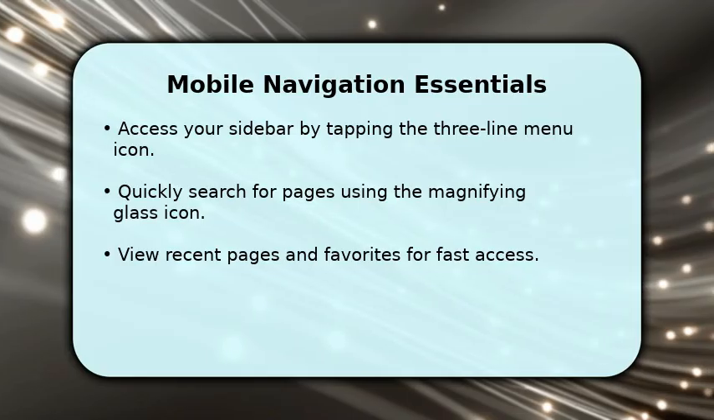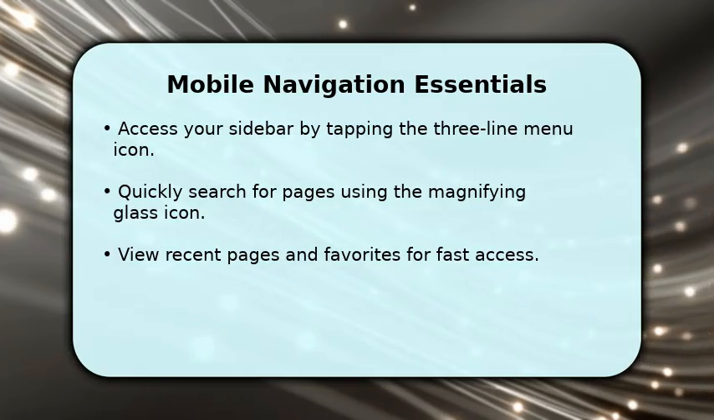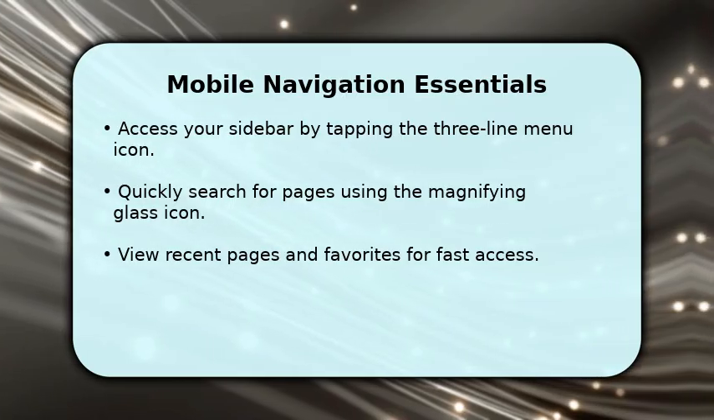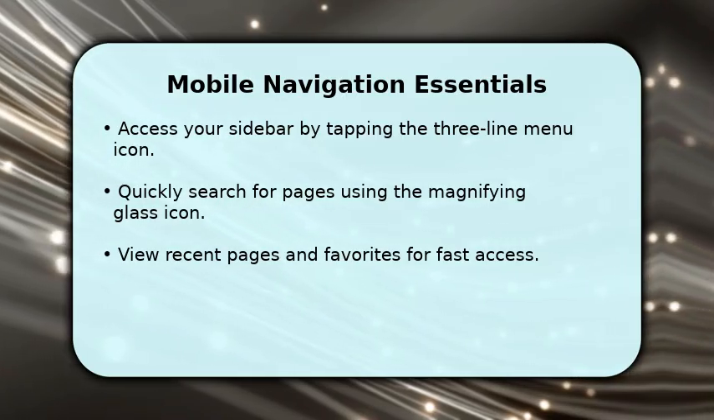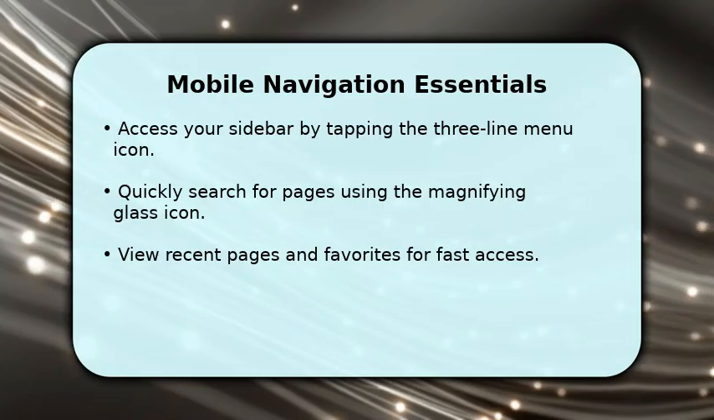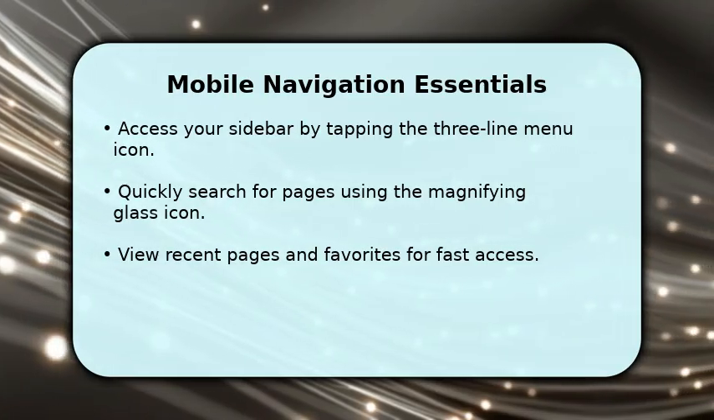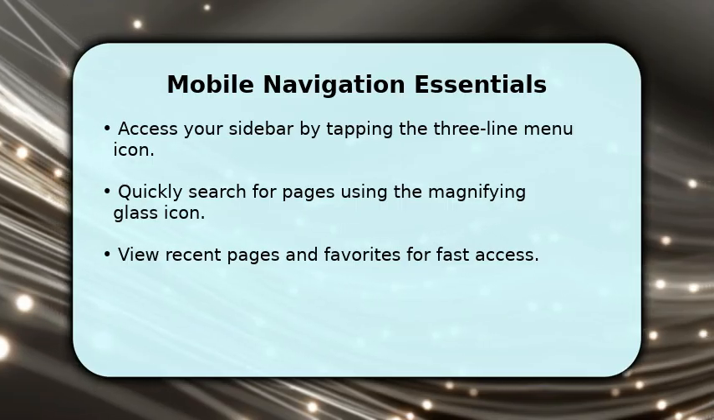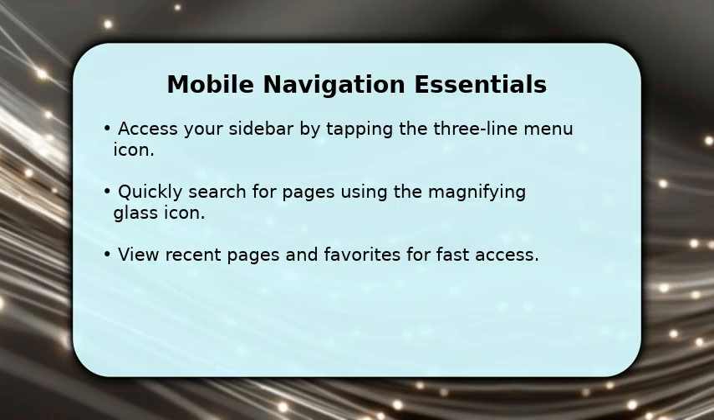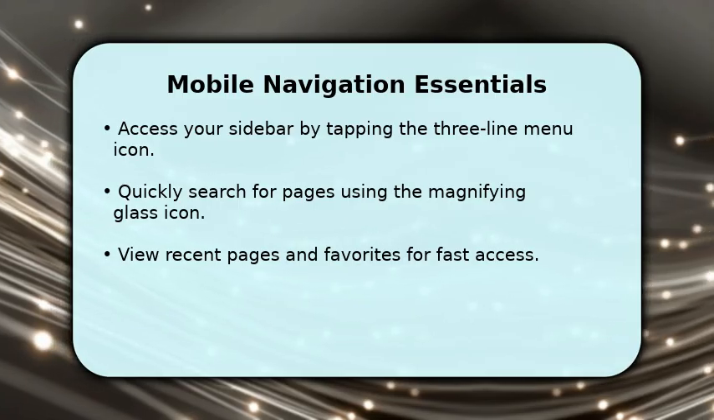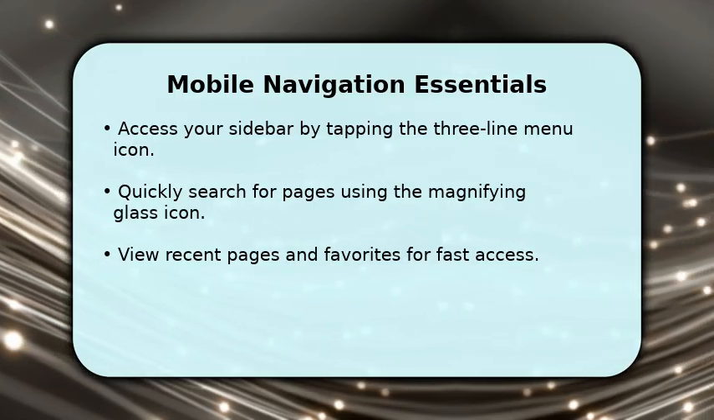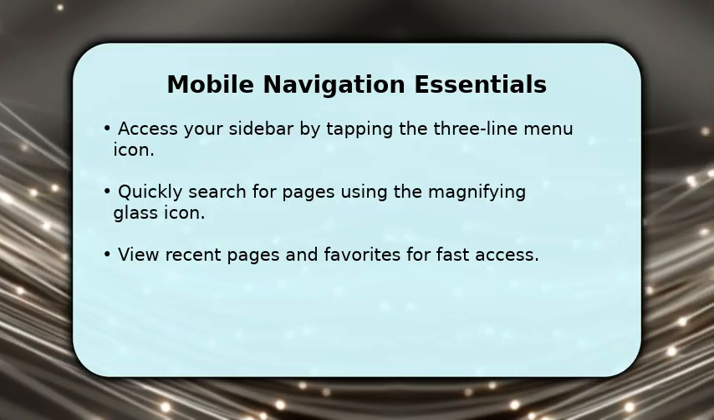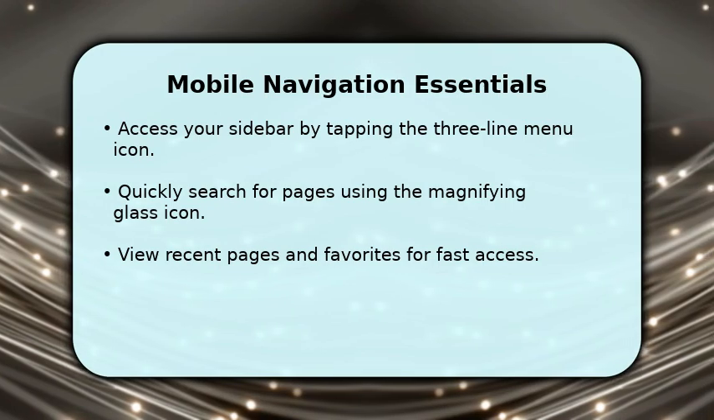Navigating your Notion workspace on a phone is straightforward. Tap the 3-line menu icon, usually found in the top left corner, to open your sidebar. Here, you will find all your pages, databases, and shared content. Use the magnifying glass icon at the top to quickly search across your entire workspace for any specific page or block. Additionally, your most recently viewed pages and favorited items are easily accessible, saving you valuable time. This makes finding information incredibly efficient.